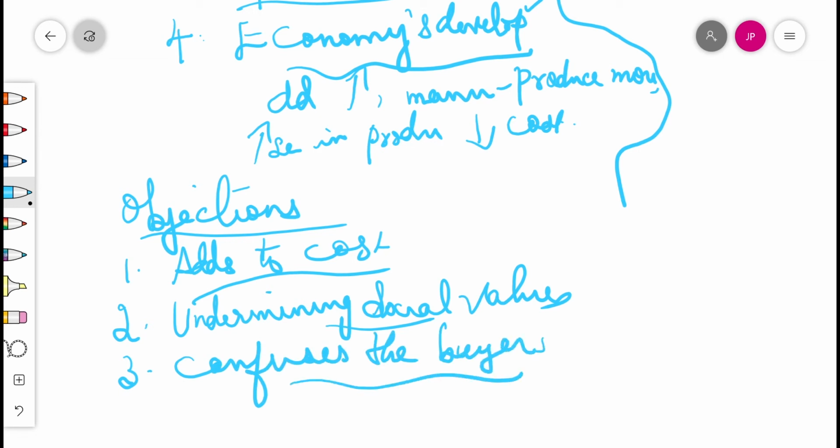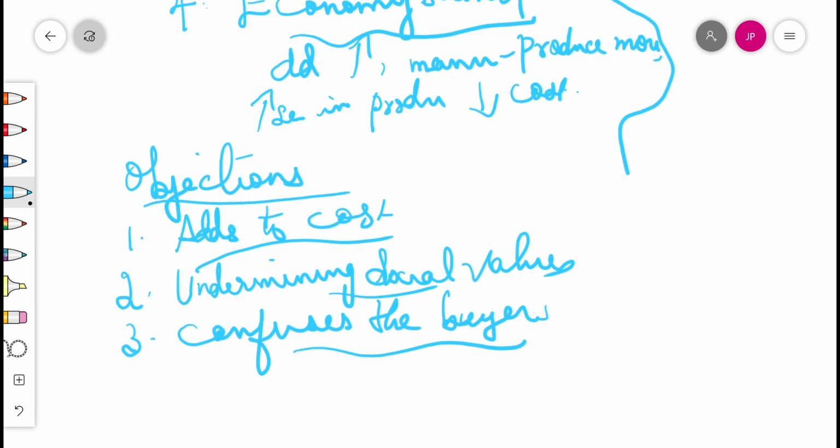Another criticism against advertisement is that advertisements of any products make similar claims. This confuses a customer as to which product they should buy. For example, all the detergents like Surf, Tide, Ariel, etc. make similar claims of removing stains and whitening.